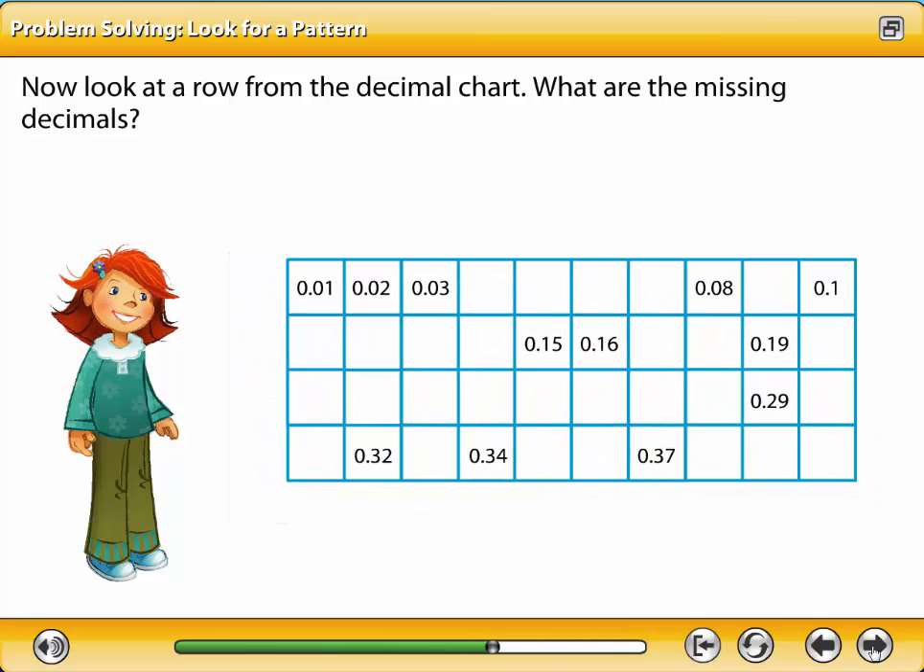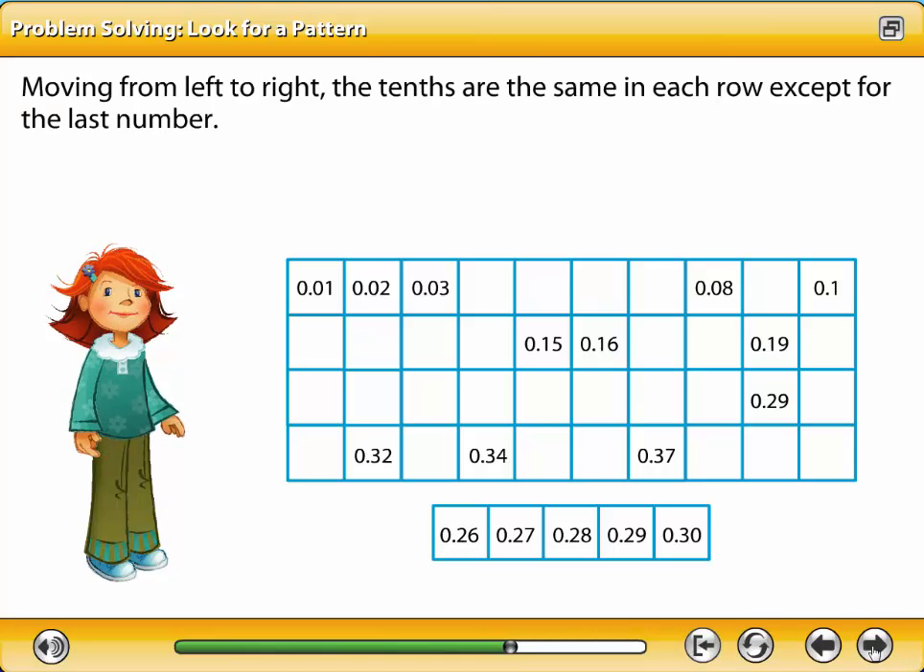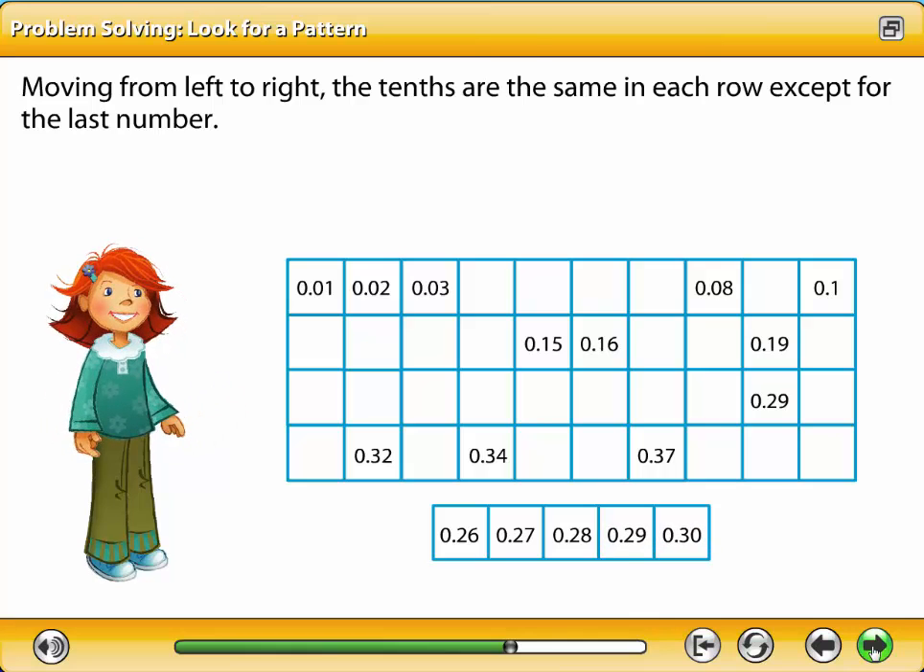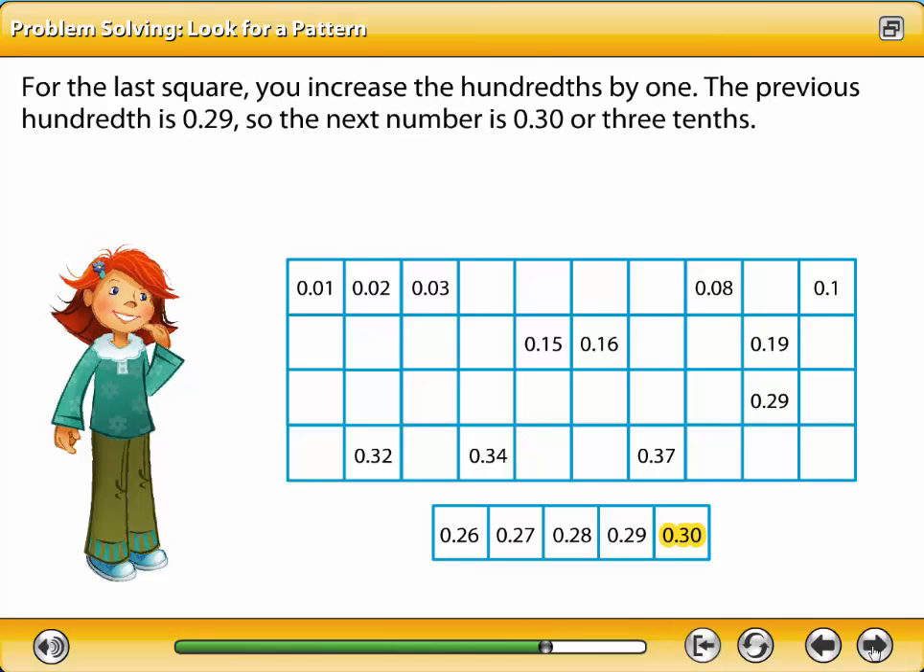Now look at a row from the decimal chart. What are the missing decimals? Moving from left to right, the tenths are the same in each row except for the last number. Why does the last square contain 30/100ths? For the last square, you increase the hundredths by 1. The previous hundredth is 29/100ths, so the next number is 30/100ths or 3/10ths.